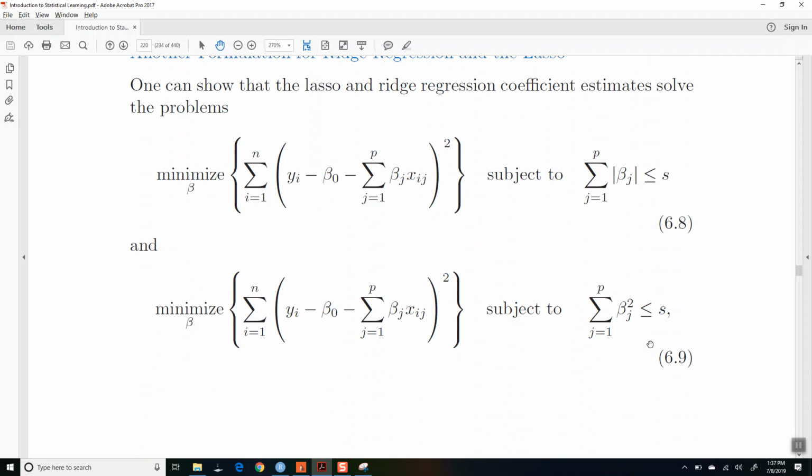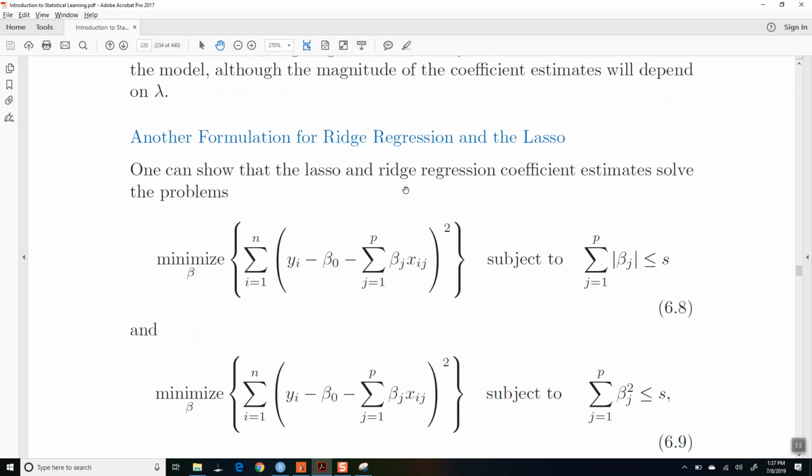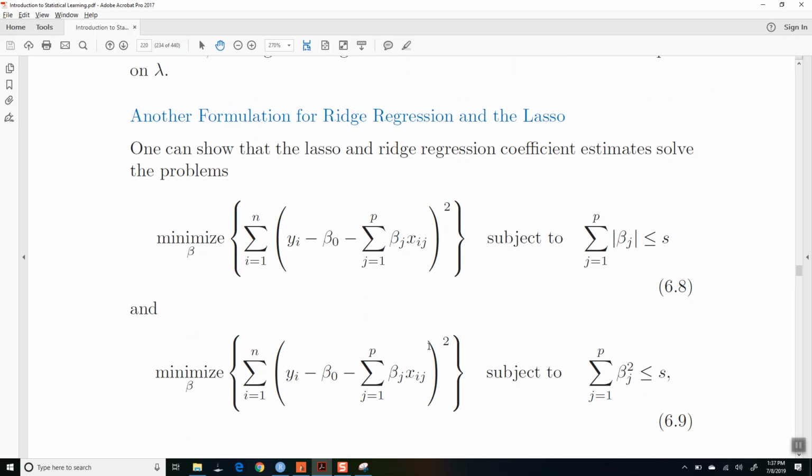Okay, here is another way of doing this, okay? You can think of ridge regression and lasso as constrained optimization problems, where we minimize the RSS but constrain it to some constraint. Lasso says constrain it so that the absolute values of the betas are less than some set number s, and ridge says the beta squareds are less than some set number s.